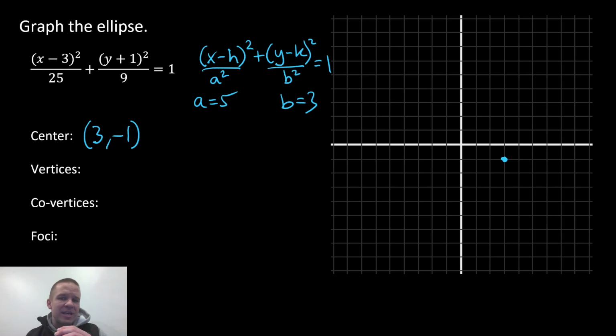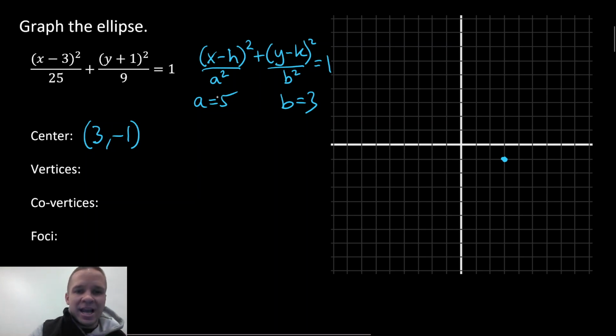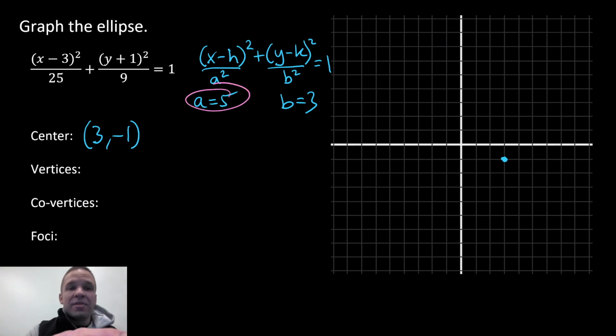Now my vertices, I'm going to need to see that on the graph, I feel like, to make it happen. So if that's my center, and I've got this A value right here that's 5, that means I'm going to go 5 in the X direction both ways from that center. So I'm going to go 1, 2, 3, 4, 5. Boom, there we go. 1, 2, 3, 4, 5. Boom, there we go. There's my 2 vertices, right?